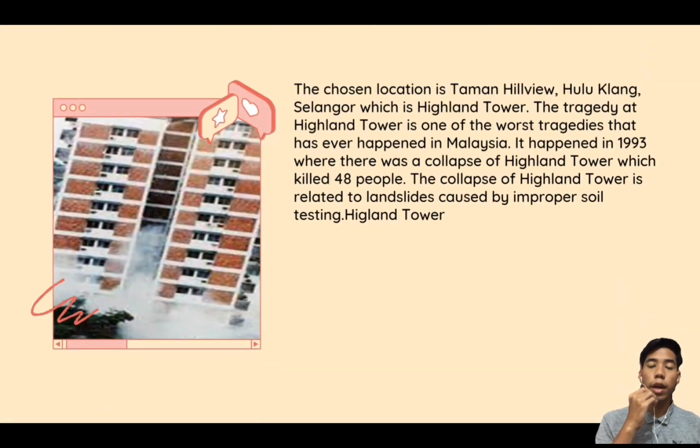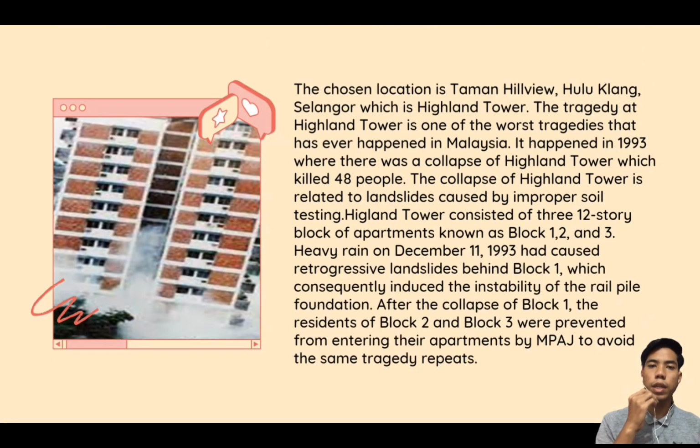For location, the chosen location is Taman Hillview, Hulu Klang, Selangor, which is Highland Tower. The tragedy at Highland Tower is one of the worst tragedies that has ever happened in Malaysia. It happened in 1993, where there was a collapse of Highland Tower which killed 48 people. The collapse of Highland Tower is related to a landslide caused by improper soil testing.